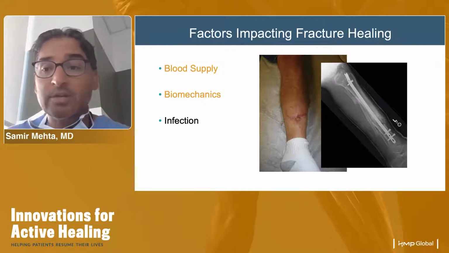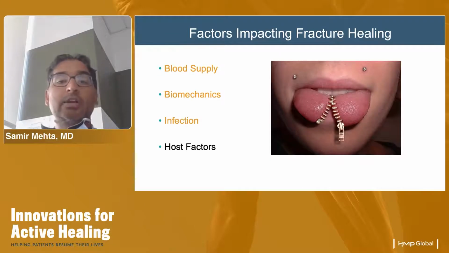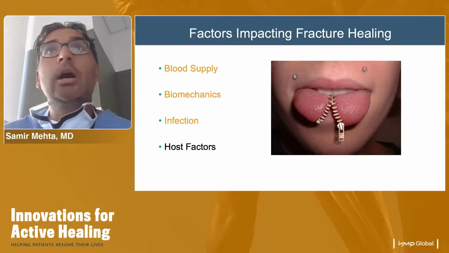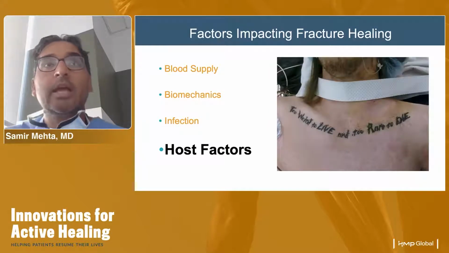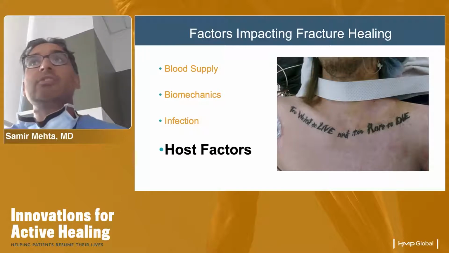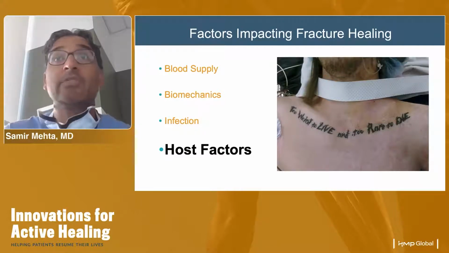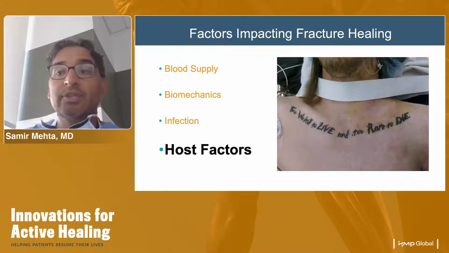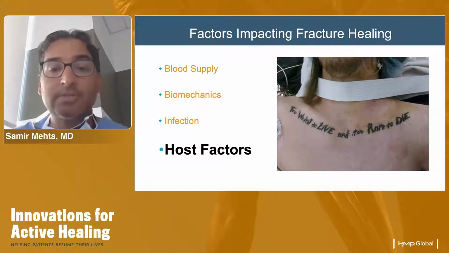And if you look at his x-rays, clearly he's not healing, and the infection can cause that. And then there are things like host factors that put people at risk for not healing. These are things like smoking, diabetes, vascular disease, and certain medications. If they have a thyroid disease, there are certain things that biologically put these patients at risk compared to other patients.